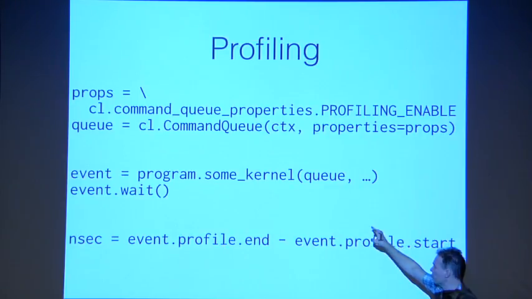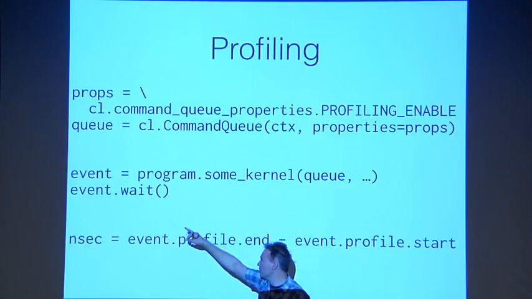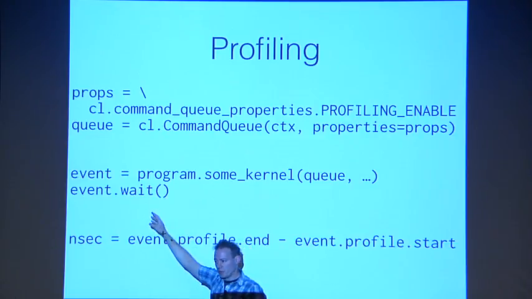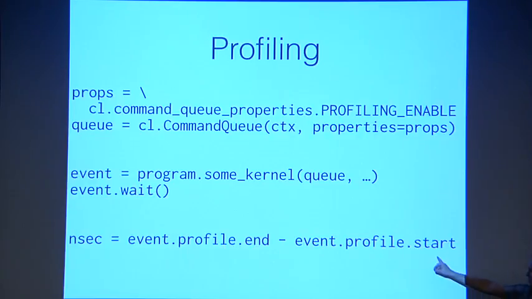When you execute some kernel, you call some kernel function, you get an event. You can call event.wait or put something else in the queue that forces you to wait. And once it's done, the nanoseconds is just the end minus the start. You'll get back from the hardware itself the timing. And it's pretty simple.